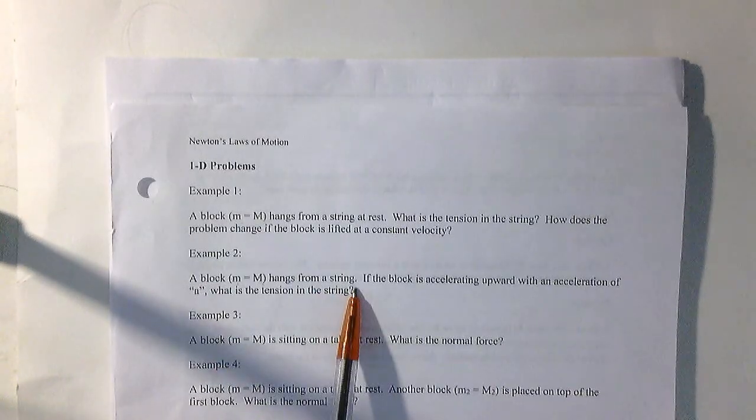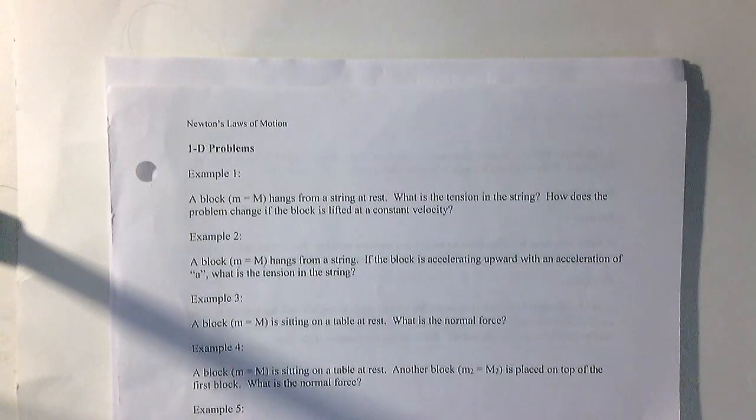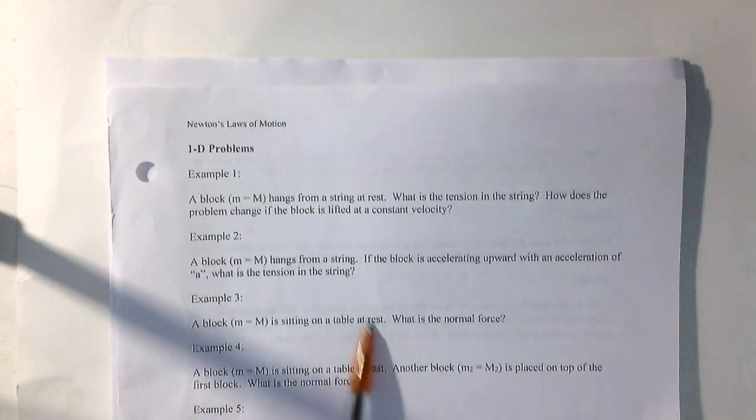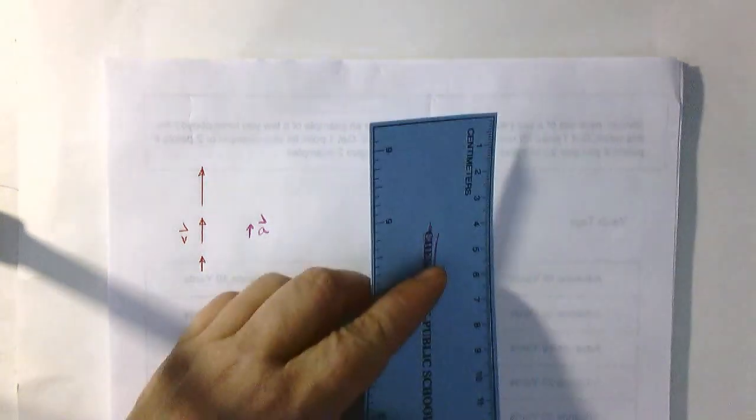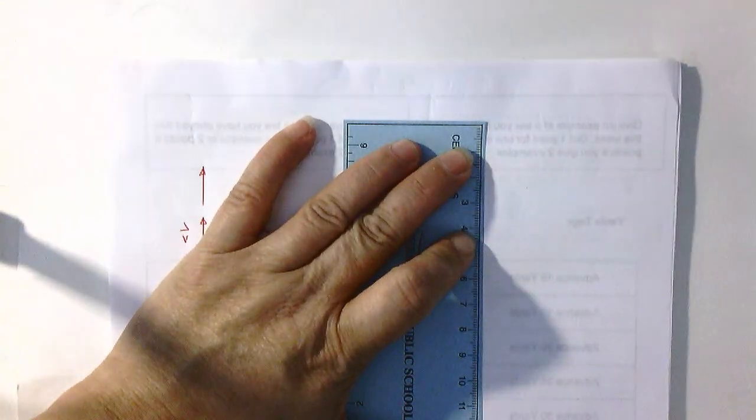So what's physically touching the block? Okay, so let's look at the problem. We have a block hanging from a string that's accelerating upward. So what's physically touching the block? That's right, the string. And what's acting at a distance? The Earth, that's right. And are we in equilibrium? No, we're not.